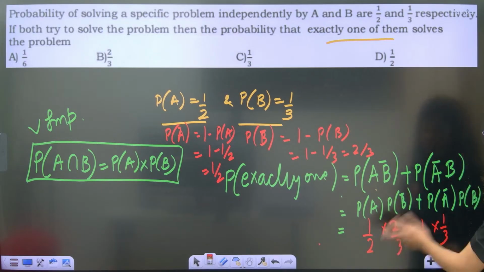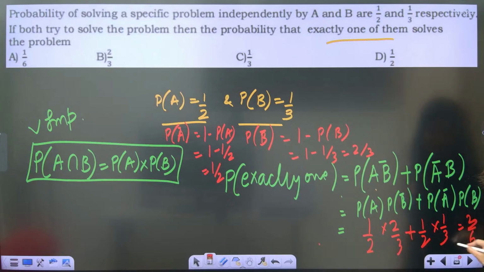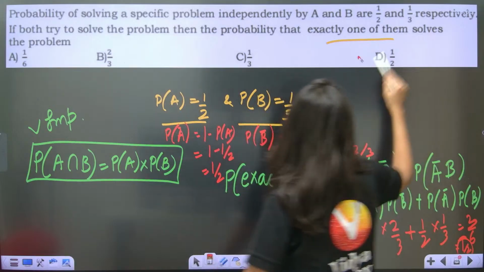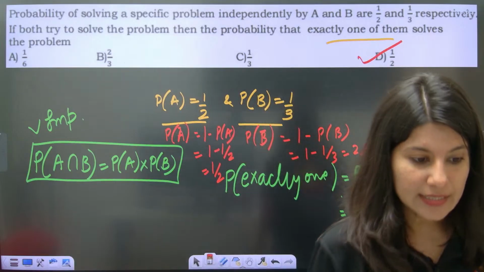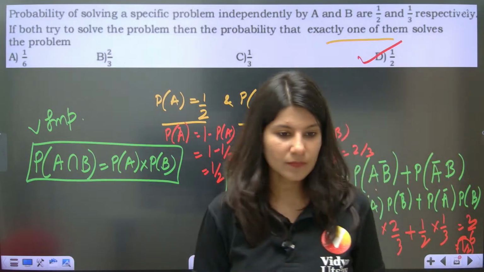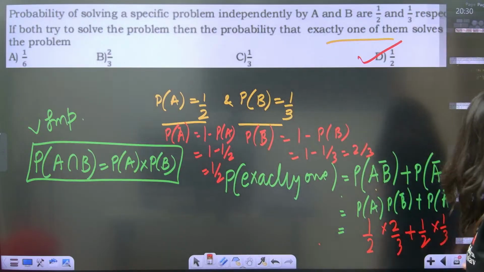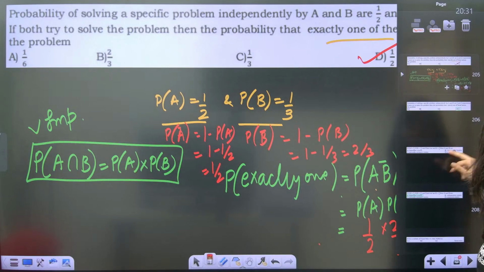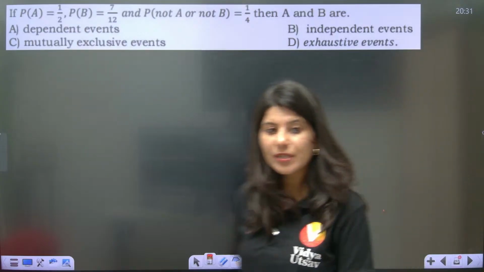So the correct answer will be 2 by 6, no, sorry, 3 by 6. 3 by 6 is nothing but 1 by 2. 1 by 2 is sitting in option D. Okay, clear. Option D is correct. Now the next question.